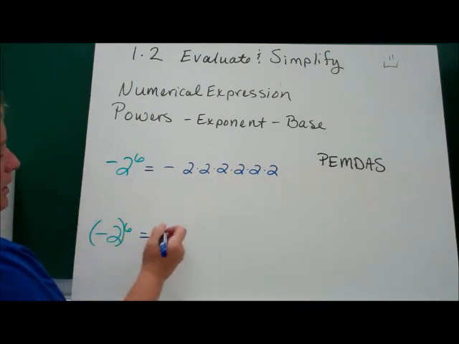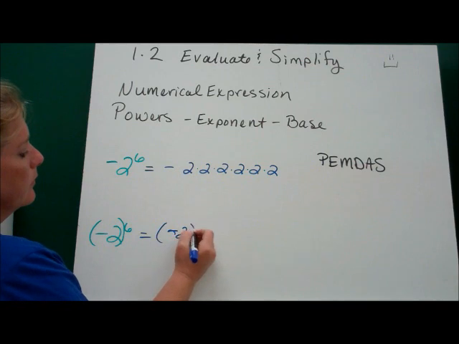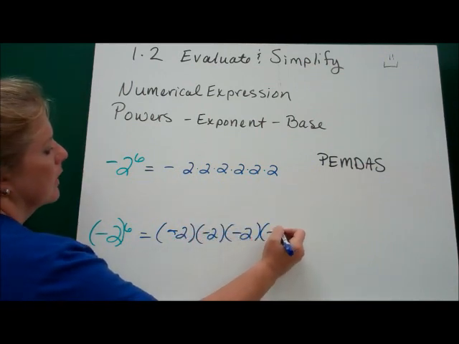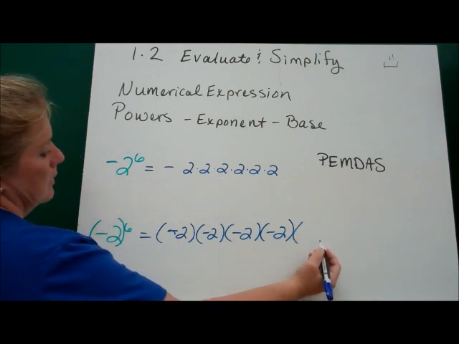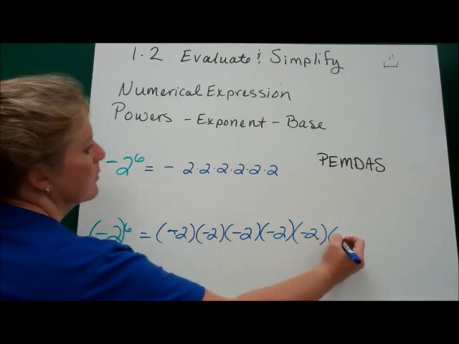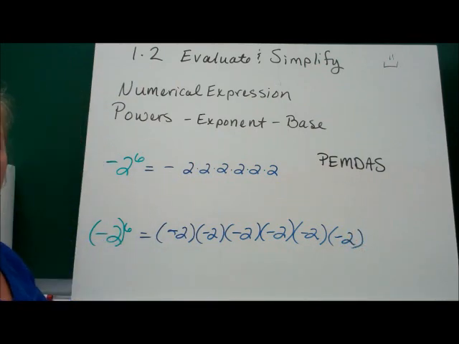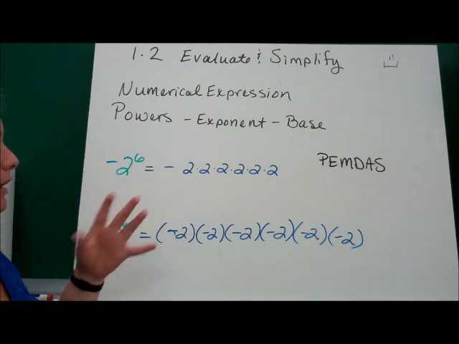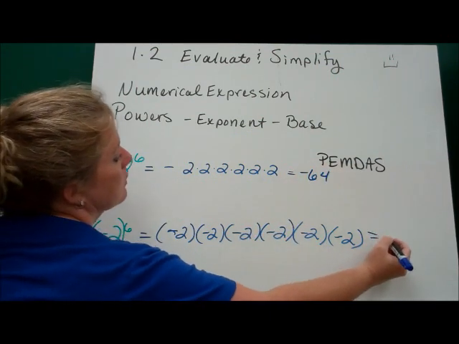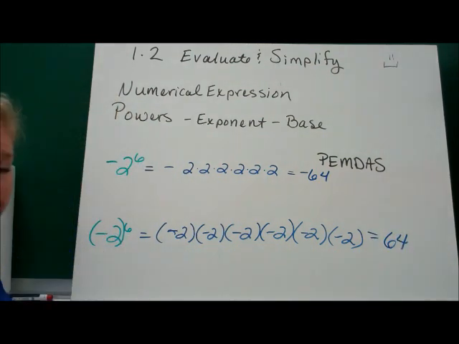Where this one equals negative 2 times negative 2 times negative 2 times negative 2 times negative 2 times negative 2. Okay. Now, granted, you can put these into your calculator and get the answer. This one's going to be negative 64. This one's going to be positive 64.